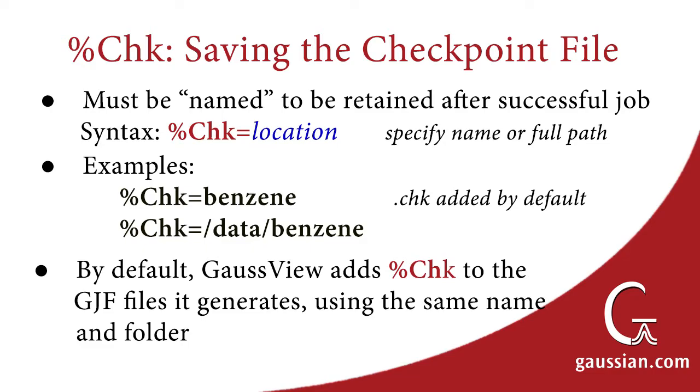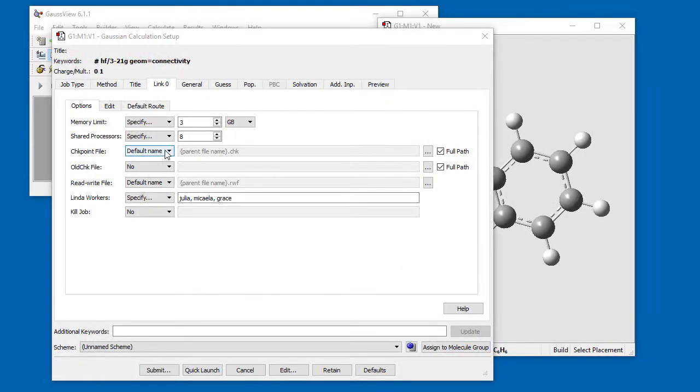Note that you can specify either a plain file name or a full path name to %check. In the first case, the file is placed in the current directory. The GaussView Link0 panel provides controls for specifying the checkpoint file. You can accept the default name or specify a different one using the Specify option on the pop-up menu. We choose to maintain the default name given by GaussView.